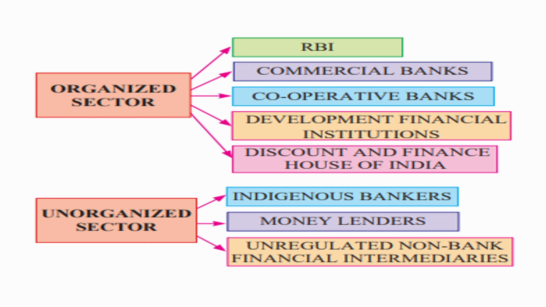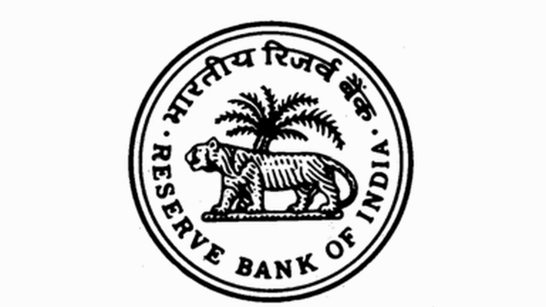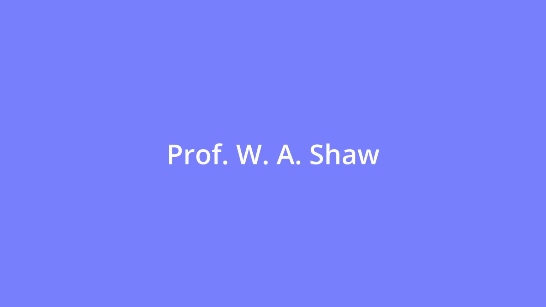The first and foremost institution in money market is Reserve Bank of India. It is under the RBI Act 1934. Reserve Bank of India commenced its operation from 1st of April 1935 and got nationalized on 1st of January 1949. As per Professor W.A. Shaw, Reserve Bank is a bank which controls the credit. So, the functions of Reserve Bank will be: first one, issue of currency notes; second, banker to the government.